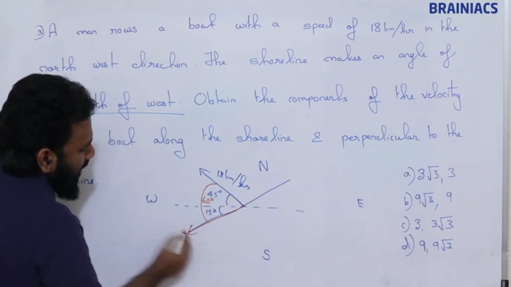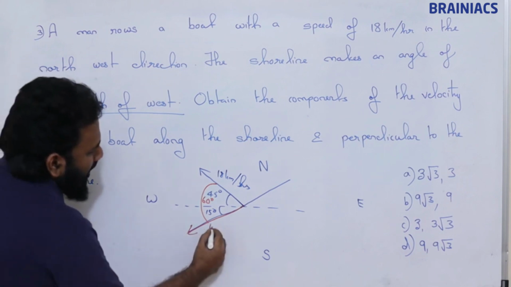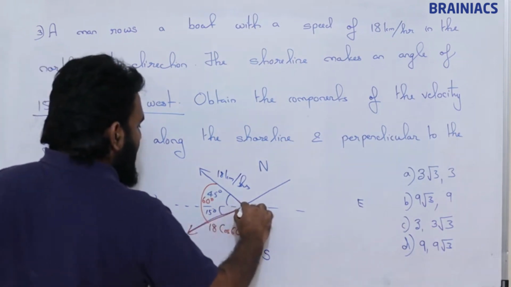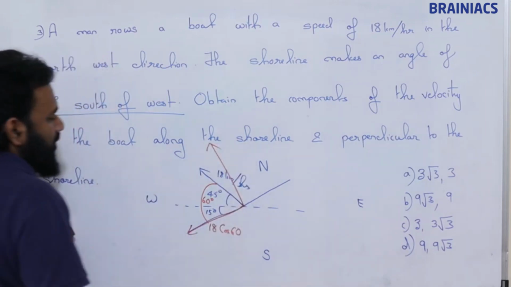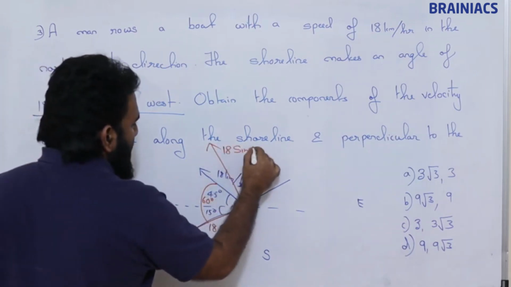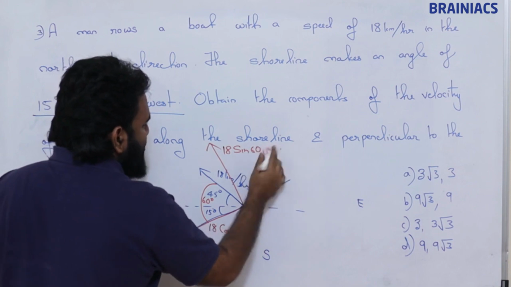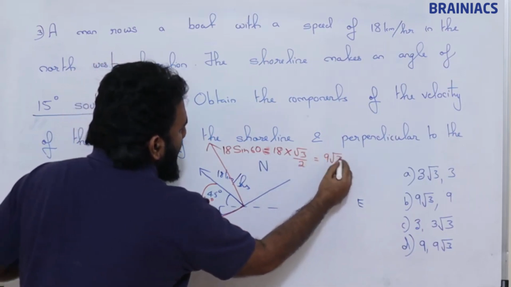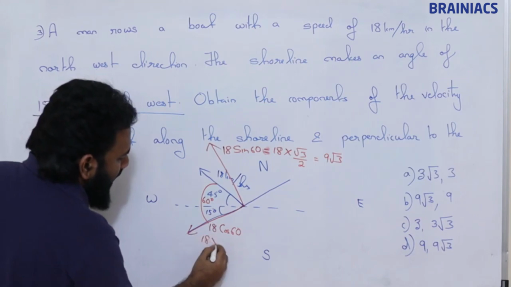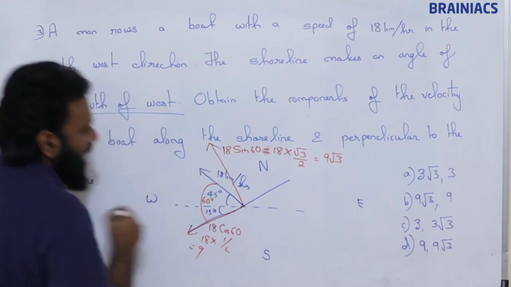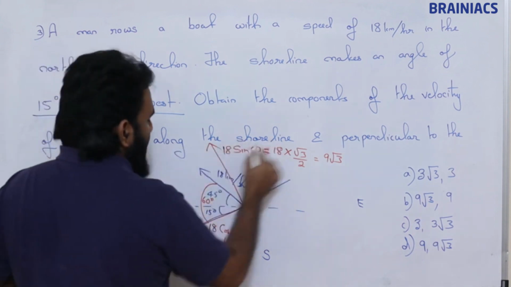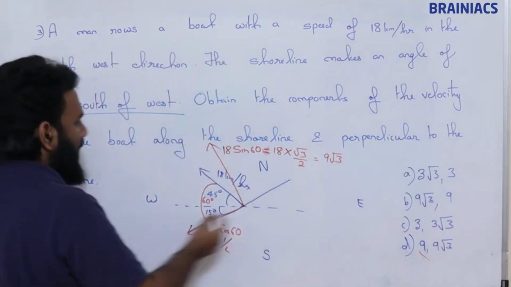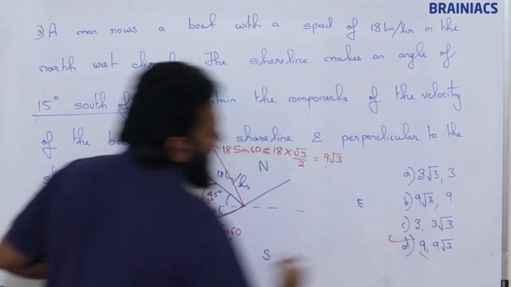This is what is along the shoreline, so 18 cos 60. Then exactly perpendicular to the shoreline, we can say this is 18 sin 60. So this is 18 into root 3 by 2, so 9 root 3, and this is 18 into 1 by 2, so this is going to be 9. So along the shoreline is 9, and perpendicular to the shoreline is 9 root 3. So option D is the answer.